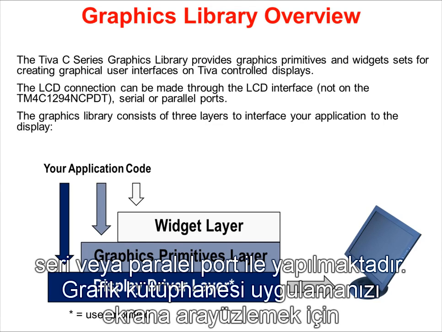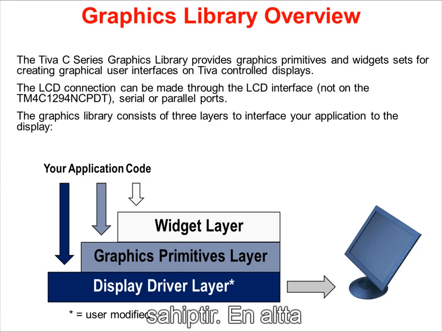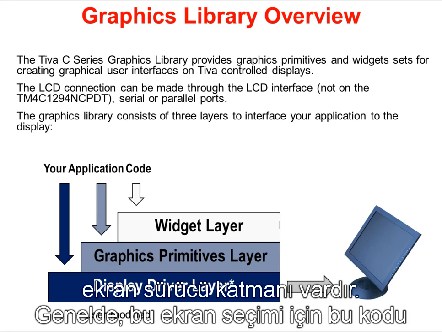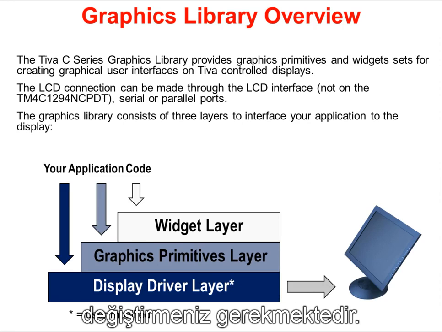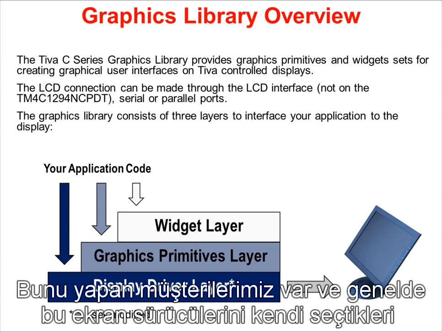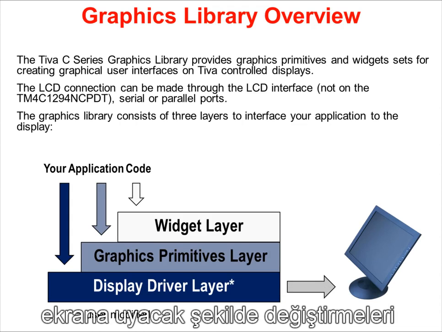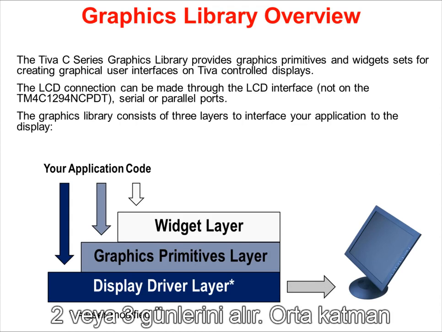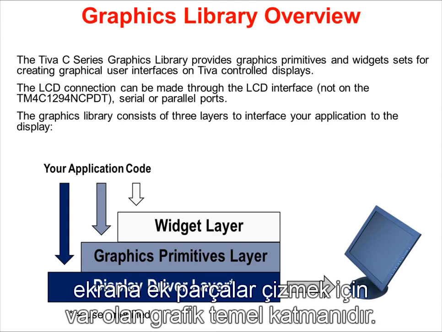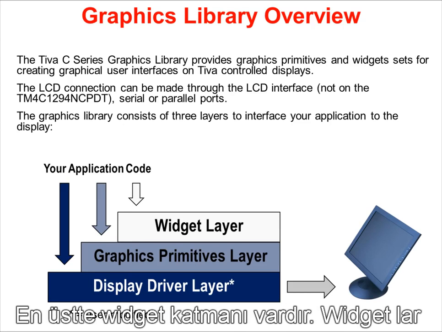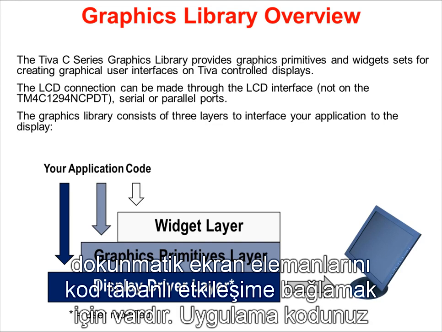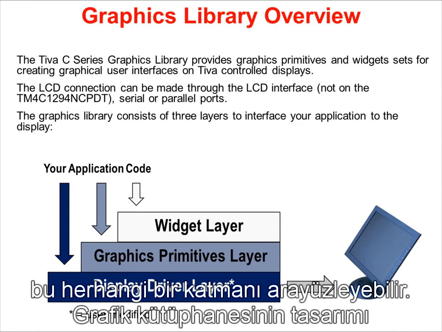The graphics library consists of 3 layers to interface your application to the display. At the very bottom is the display driver layer. You'll generally have to modify this code for your display selection. We've had customers do this, and it usually takes them in the 2 to 3 day range to modify the display driver to fit with the display that they've chosen. The middle layer is the graphics primitives layer for drawing additional pieces to the screen. At the very top is the widget layer. Widgets are for tying touchscreen elements to code-based interaction. Your application code can interface with any of the layers.